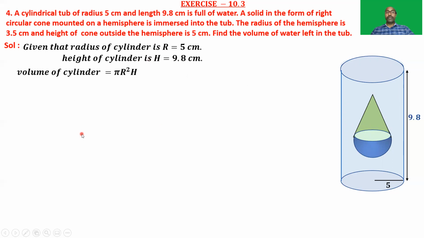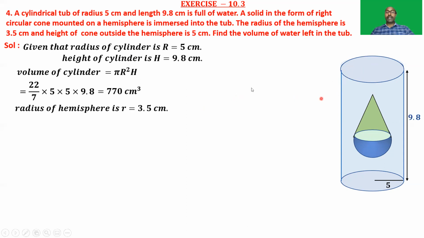Now the volume of the cylinder is pi R square H. So pi is 22/7, R is 5 and H is 9.8. So that is 770 cubic centimeter. That is, the volume of water in this cylindrical tub is 770 centimeter cube. So the volume of water is equal to the volume of the cylinder. So the volume of water in the cylindrical tub is 770 centimeter cube.